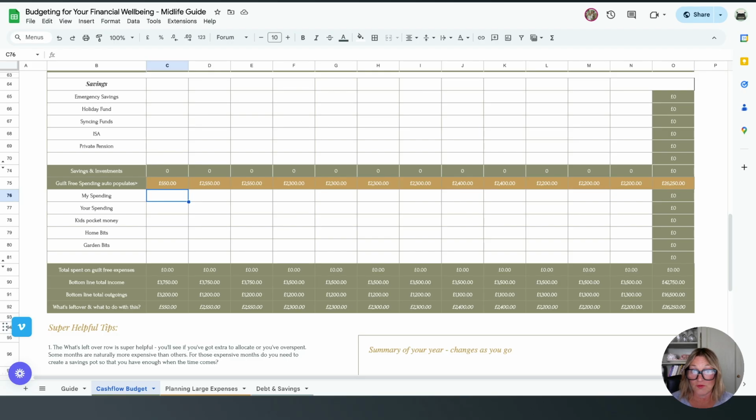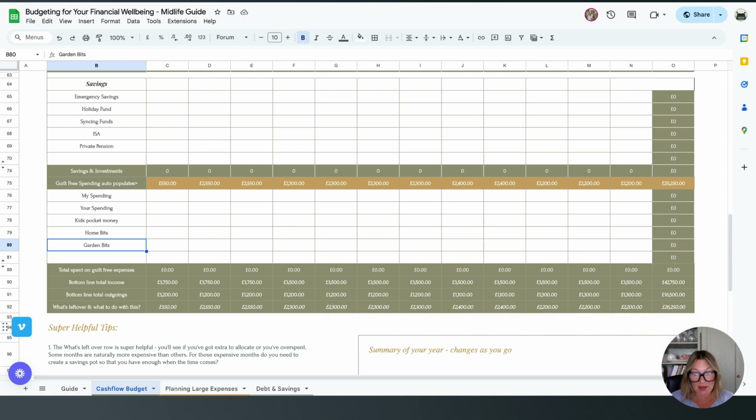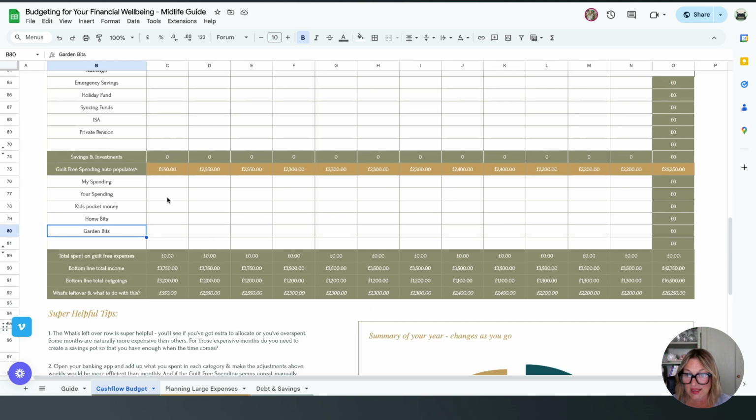Now, I've just happened to put on here my spending, your spending, partner spending, whatever it is, kids' pocket money, home bits and pieces, garden bits and pieces, because that's just how I like to do it. You do you, as I always say, there are no rules other than can you afford it? Okay? So here we can see if we're going to be using this my spending. Yep, I'm going to have 100 quid this month for discretionary spending. Partner can have that. He's been a good boy. Kids' pocket money, they can have 20 quid.